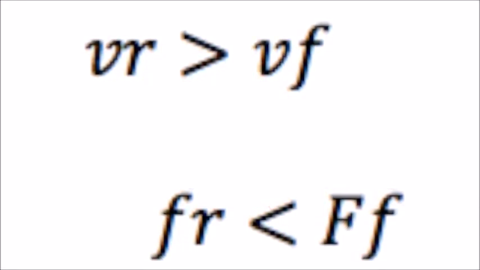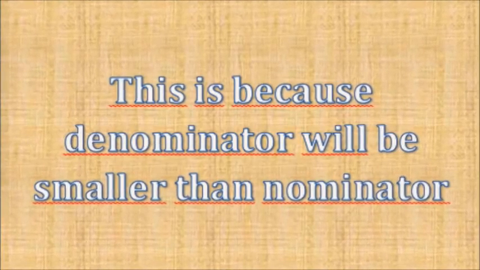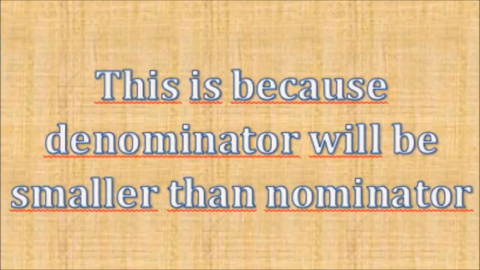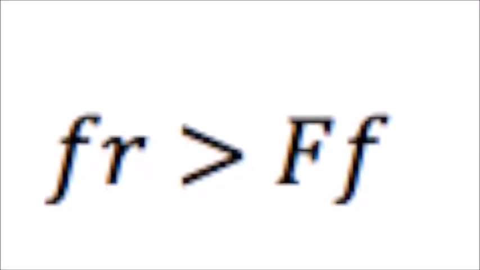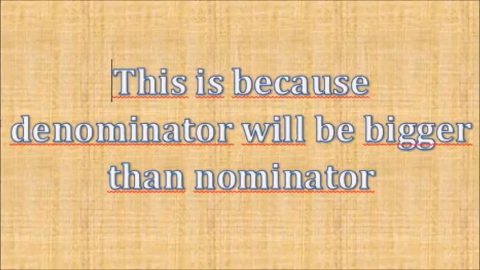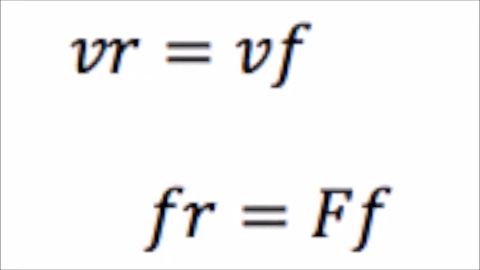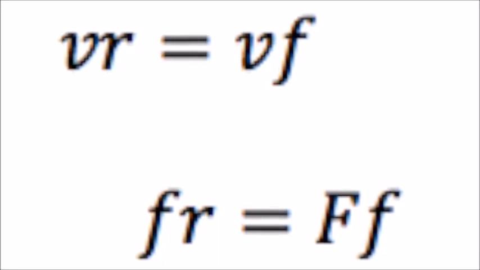Apparent frequency will be lower if the velocity of the receiver is greater than the velocity of the focus. If the velocity of the focus is greater than the velocity of the receiver, apparent frequency will be greater. If both velocities are equal, apparent frequency will be equal to the frequency of the focus.